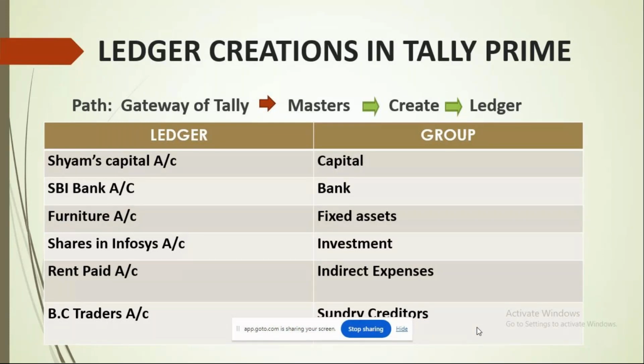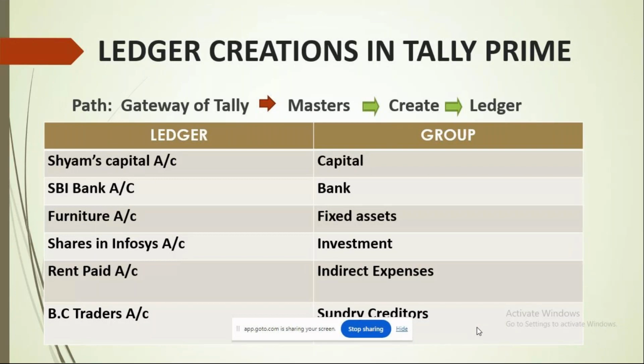Okay. So here I've given a couple of ledgers: Shams Capital, SBI Bank, a bank ledger, a furniture ledger, shares, rent, and one of the suppliers as BC Traders. If I have to create a partner's capital account, I will create it under the group of Capital. If I have to create a bank ledger, it could be SBI Bank, HDFC Bank, Canara Bank, any bank ledger, I'm going to create it under the group of Bank Accounts.